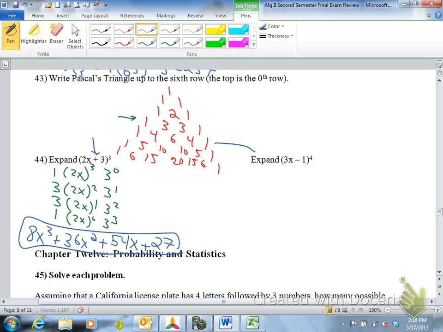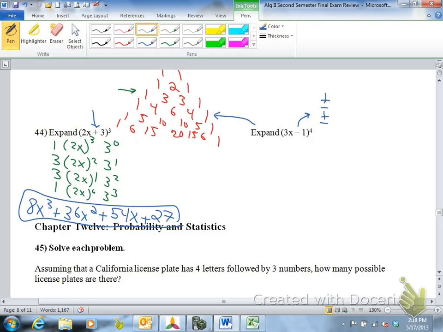This one you use the fourth row, and be careful that you're going to have alternating signs. But I was going to skip that since we just did one like that. You could try that on your own, and we could talk about it later if you want. I'll give you the answer later.